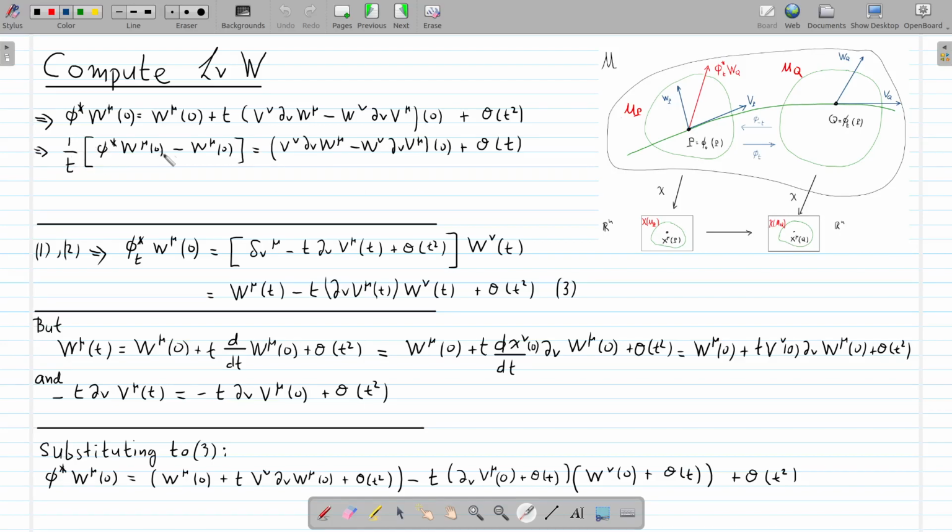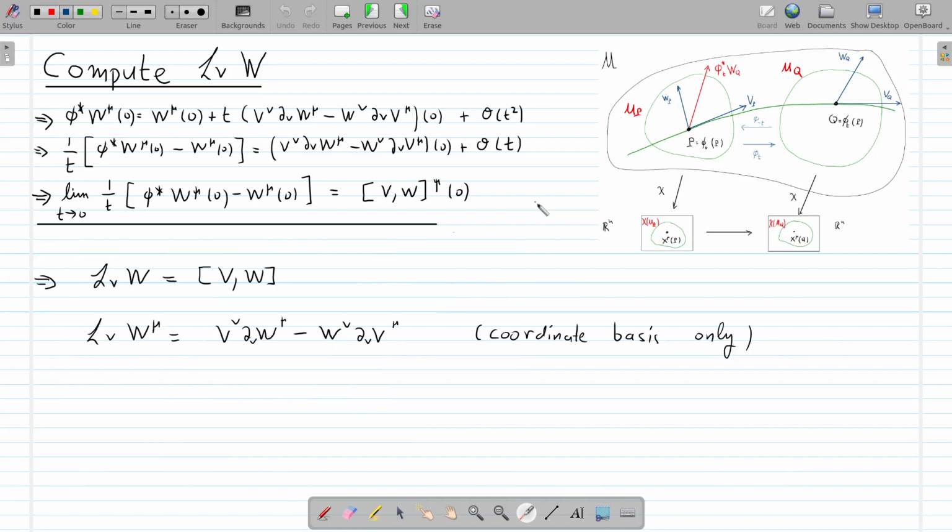If I divide by t, then I obtain this term here plus corrections of order t. Then, if I take the limit t going to 0, these terms vanish, and I obtain just the mu component of the commutator of V and W. Since this is valid at any point P of the manifold M, this is a relation that holds for the vector field L_V W.